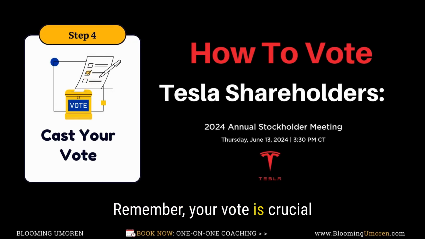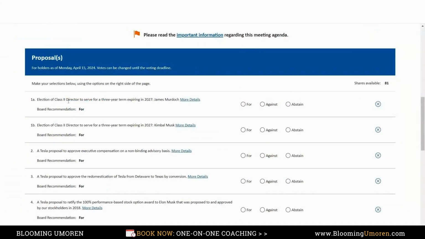Remember, your vote is crucial in shaping the future of Tesla. For item 1, the election of Class 2 directors to serve for 3 years, expiring in 2027. I'm going to vote for 4. And this is also what is recommended by the board. Item 1 is the same thing, a director to serve for 3 years, expiring in 2027. This is for Kimbal. The first one was for James Murdoch, so I'm going to go for 4 again.